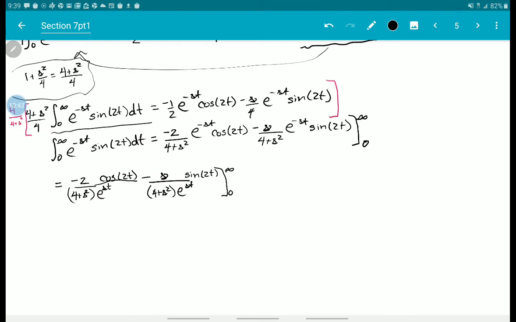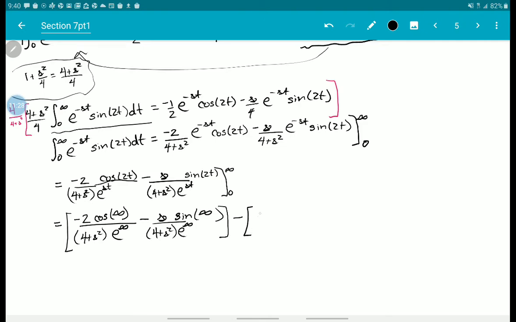So we're going from 0 to infinity. Let's apply the fundamental theorem of calculus. So we have negative 2 cosine infinity. 2 times something that's big is going to be something that's big. Over 4 plus s squared. And then if we have s times something that's big, well, that guy's just getting bigger and bigger. Minus s over 4 plus s squared. Same concept here. That exponent on e is getting larger and larger. And this is going to be sine of 2 times something big, which is still going to be something big.